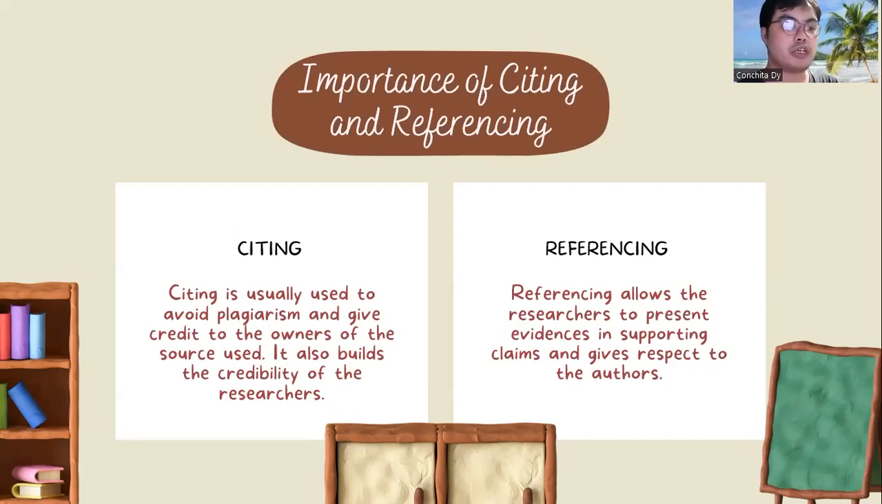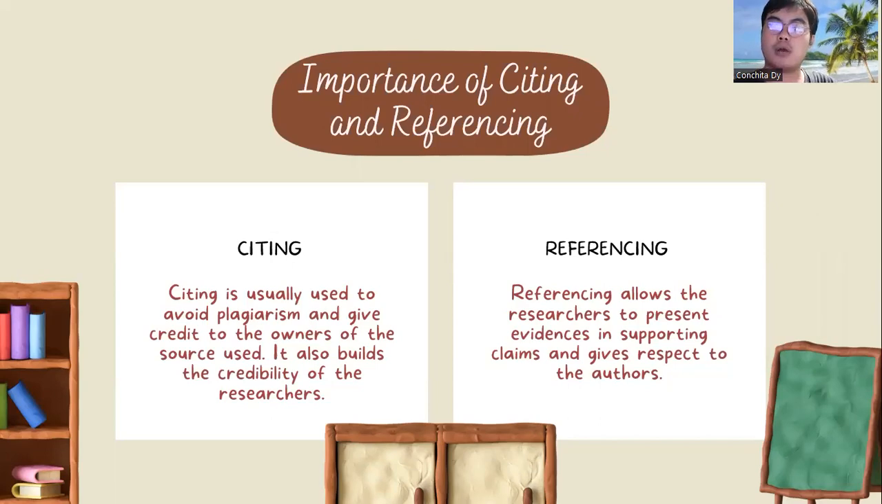It also builds the credibility of the researcher. Why? Because why do we need to cite? Because it avoids plagiarism. Plagiarism is a big crime. It can lead to expulsion and even imprisonment. That's why we really need to cite sources. Then why do we need to also do the references? Because it allows the researchers to present evidences in supporting claims and gives respect to the authors.